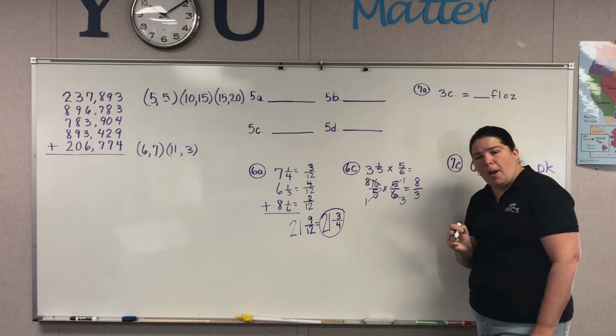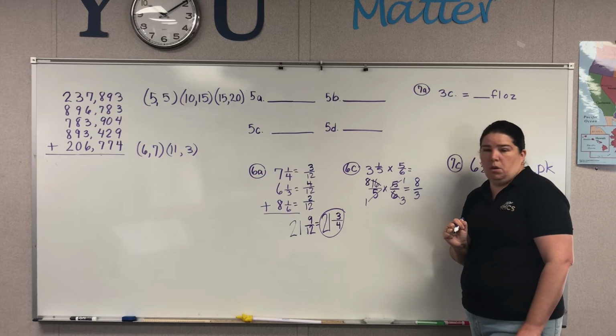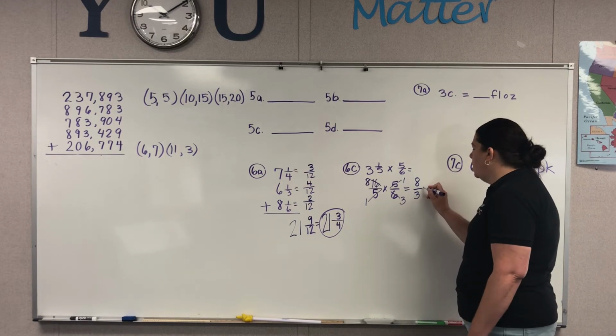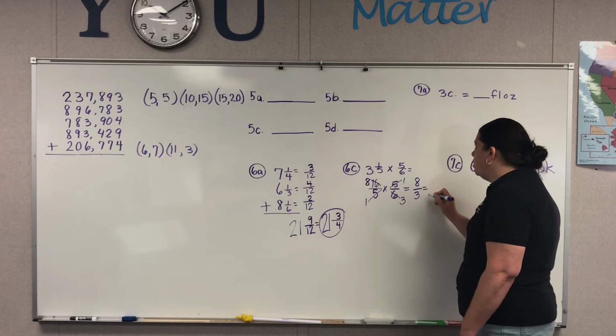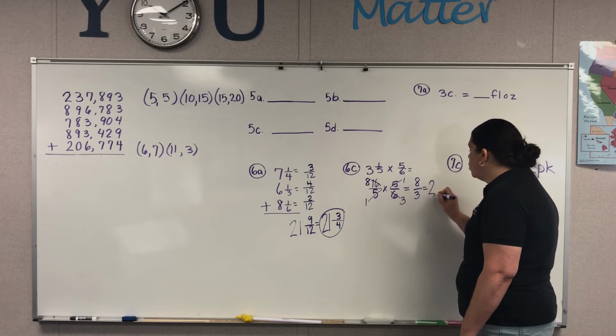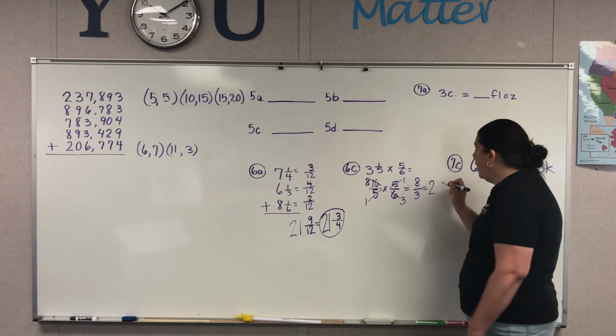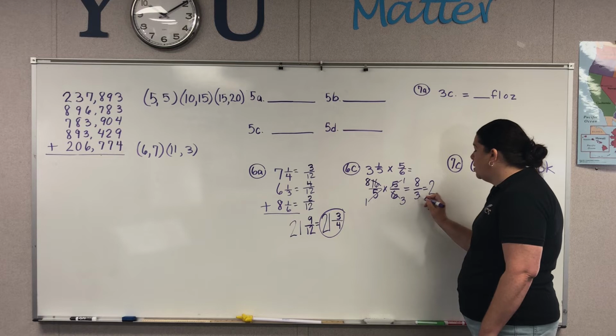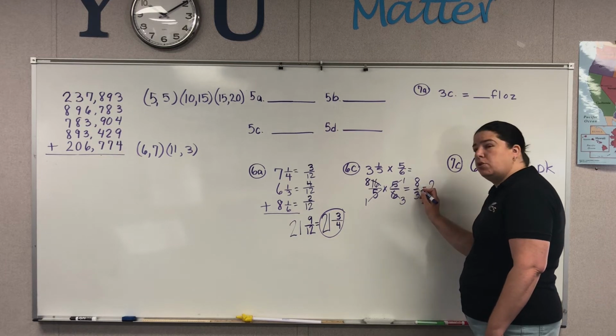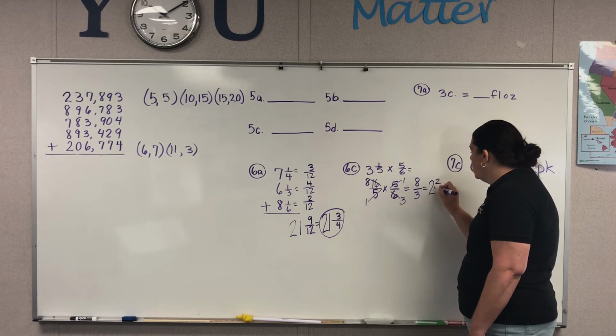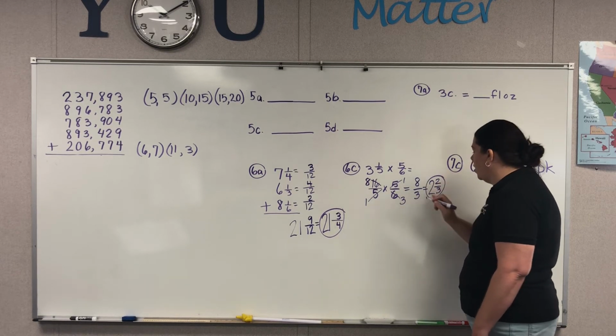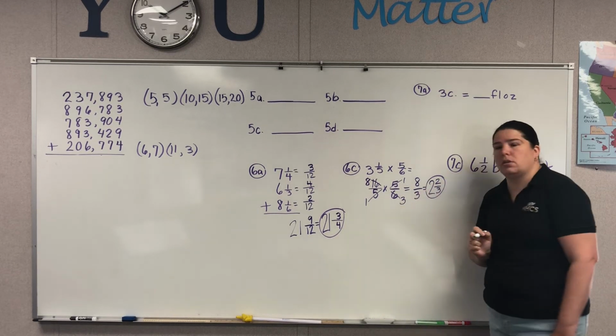Can we leave an improper fraction as our answer? No, we can't. We need to divide 8 by 3, and you get 2 whole, and 3 times 2 is 6. 2 are left over, so 2 and 2/3. And that, again, is your final answer.